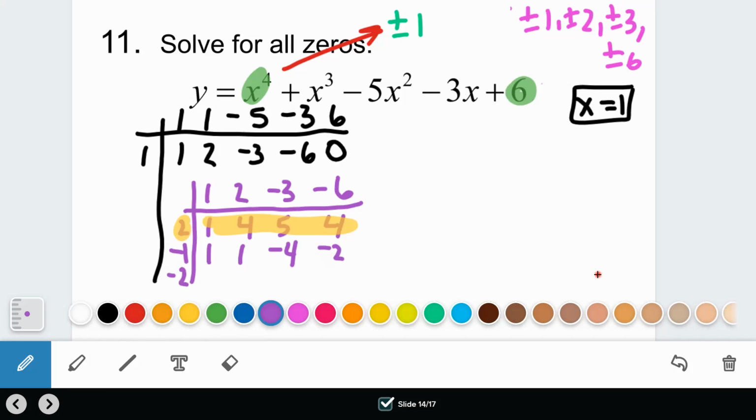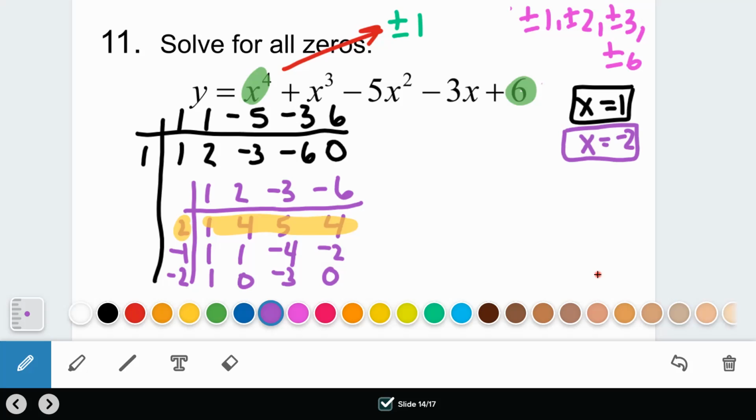Okay, let's try negative 2. Negative 2 times 1 is negative 2. I add it to 2, I get 0. 0 times -2 is 0. I add it to -3, I get -3. -3 times -2 is 6. I add it to -6, I get 0. So I found another solution. X is equal to -2.